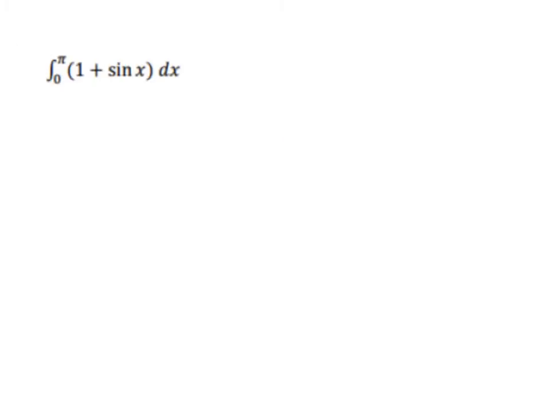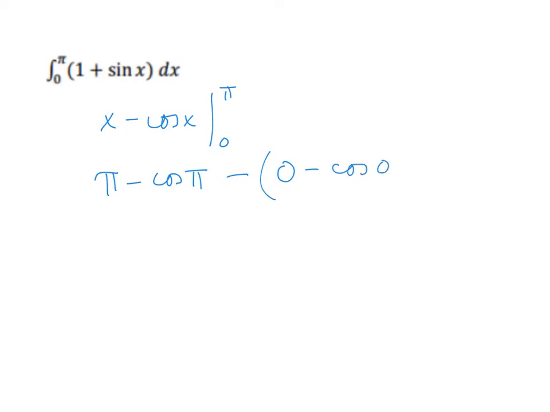So here's another example using trig functions. And so if I take the integral of this, I have x minus cosine x from 0 to pi. And so that's going to get me pi minus the cosine of pi, and then minus, in parentheses, 0 minus the cosine of 0. And so I'm going to have pi. Cosine of pi is negative 1, so a negative 1 is plus 1. The cosine of 0 is 1, so I've got plus 1. And so that's going to get me pi plus 2.